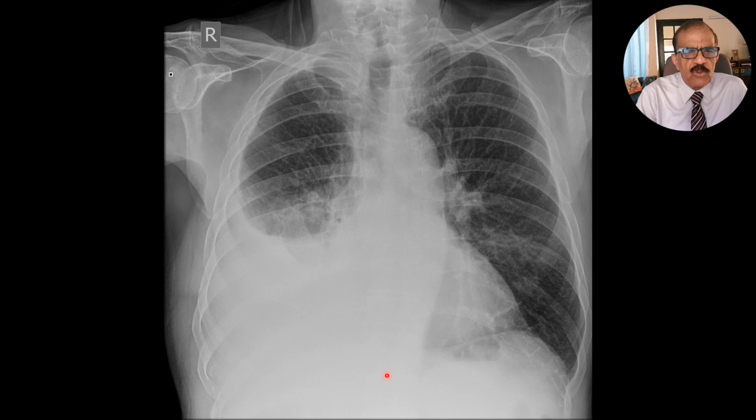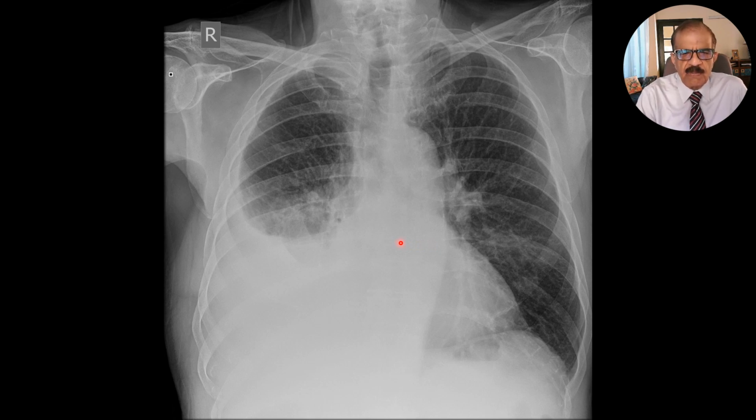So I would conclude by saying there's a large homogeneous opacity on the right side, which has obliterated the right costophrenic and right cardiophrenic angles. Diaphragmatic outline is not visible. Right cardiac border is also not visible, and there is a classical curvilinear upper border. The rest of the lungs are normal, and there is no evidence of mediastinal shift to the opposite side.